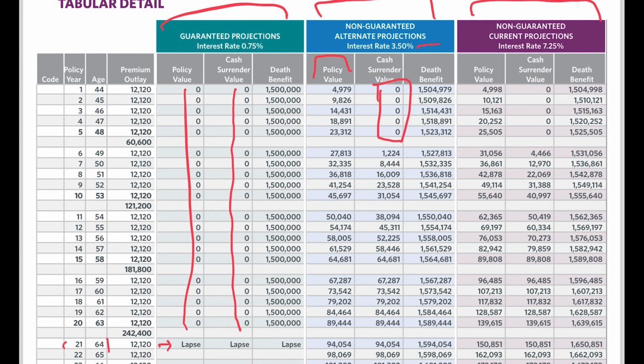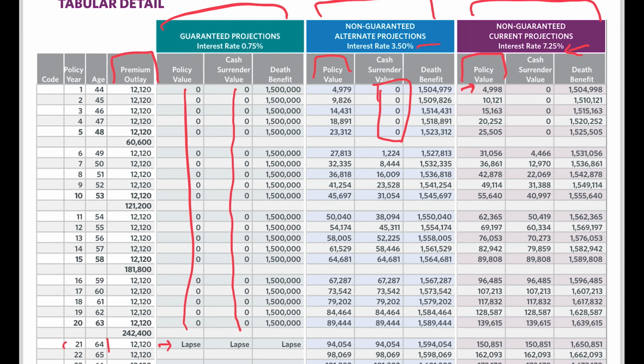This is assuming a 7.25% rate of return in the policy, right? So here we have premium outlay. Premium outlay is your annual payment. So it's that $1,010, I believe, per month times 12 equals $12,120. So you have that $12,000 going in per year. Your policy value in year 1 is a little bit shy of $5,000.